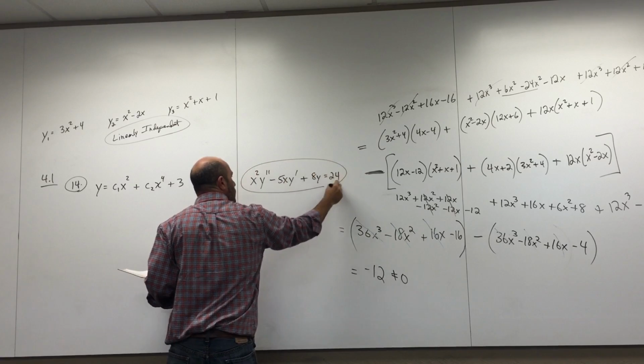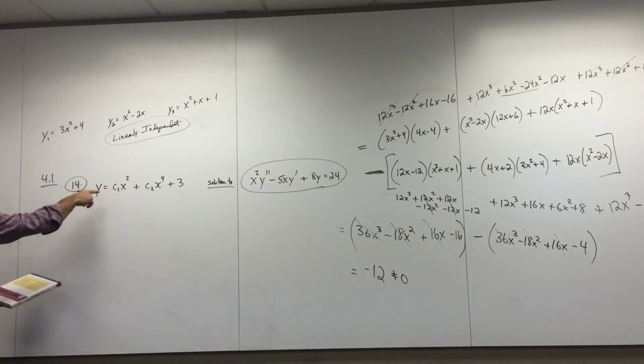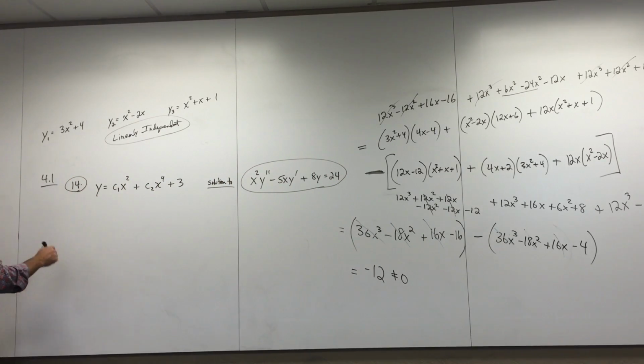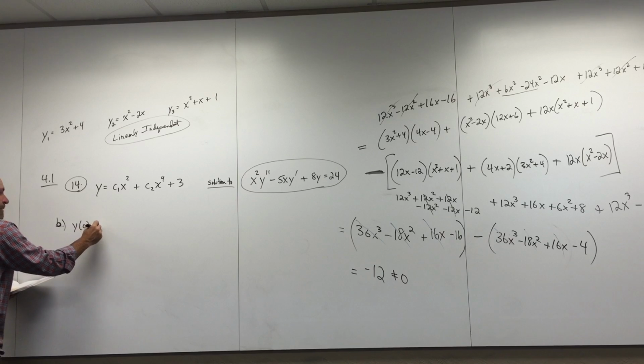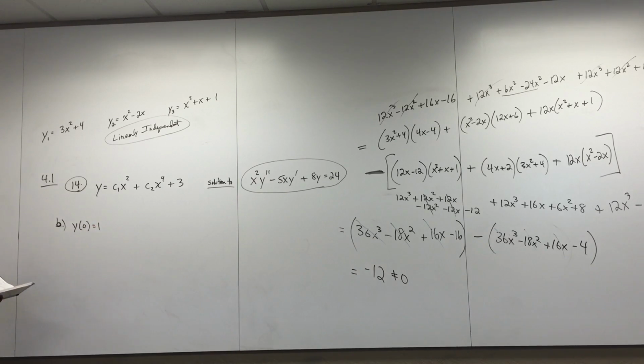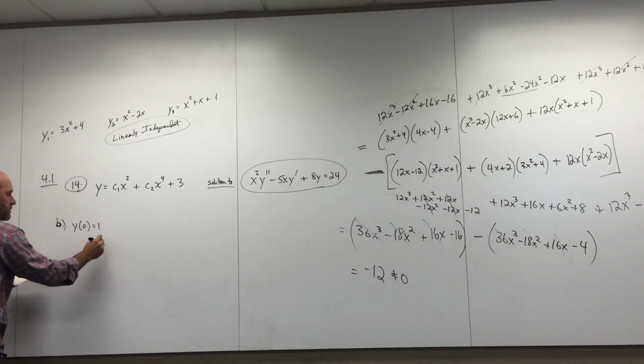That's a differential equation. They gave me the solution, and what they really want me to do, I need to read the directions, but there's a part A, B, C, and D here. Actually, I want to do part B, sorry. Part B, they say this: y of 0 is 1, and y of 1 is 2.